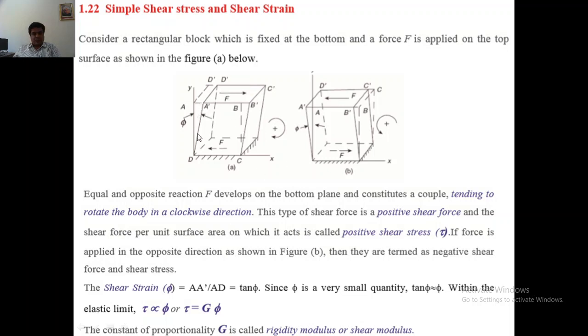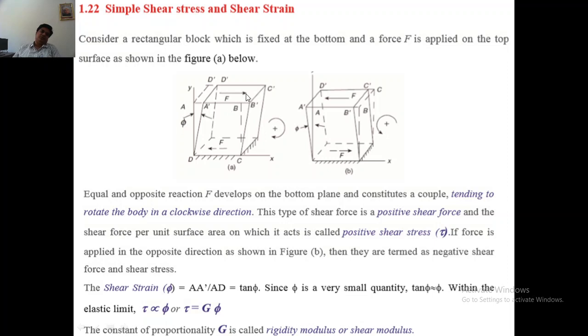So here one more thing you have to observe is that when you apply the shear force, because of this turning moment, the element will get distorted in this manner, and you can see here A will move to A dash with respect to point D. So this causes dA to distort or undergo displacement to dA dash. So we get an angle here which is given as phi. So this angle is called as the shear strain.